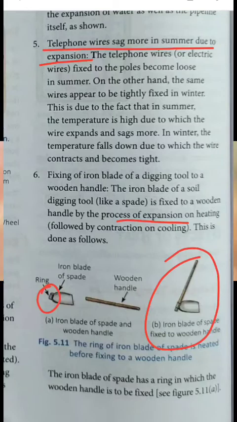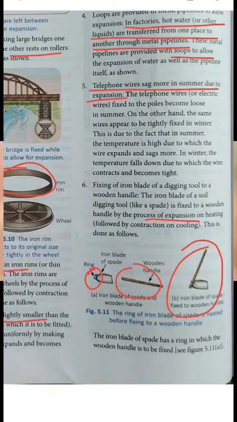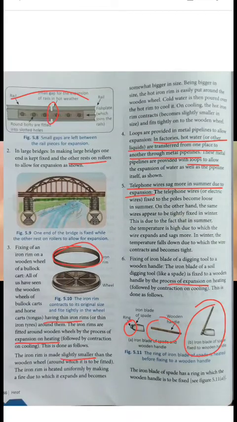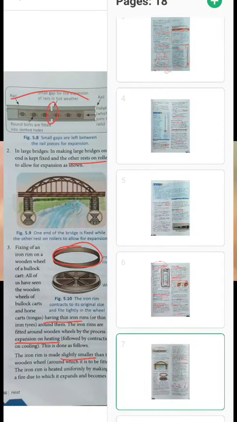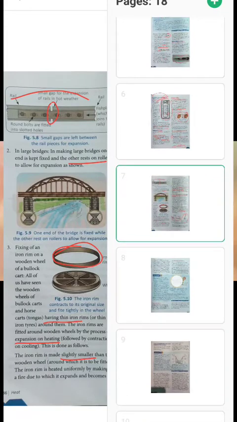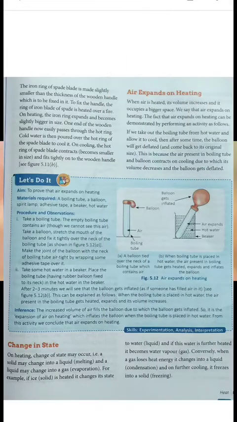First this ring is being heated, and when it is heated it starts expanding and the wooden handle is fixed there. Again the temperature will become normal, and it will acquire its place so that the wooden handle should not come out from that spade. Now these were some of the characteristics of heat. Now let us see the next point.